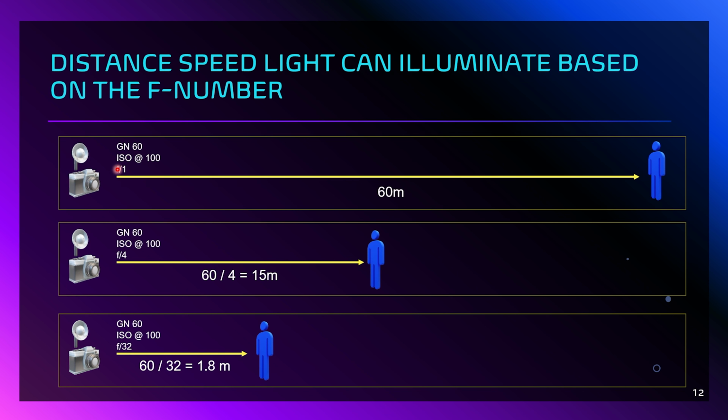Now if we keep the aperture value at 1, the flash can illuminate the subject 60 meters away. If we increase the f-number to 4, it is significantly reduced to 15 meters. And if you again increase the aperture, it will reduce to 1.8 meters. That means if the flash is still at full power, and we increase the aperture from 1 to 32, it can then illuminate the subject only at a distance of 1.8 meters.